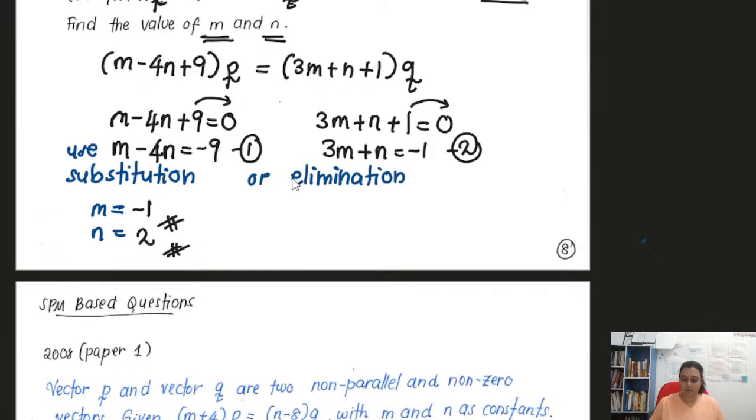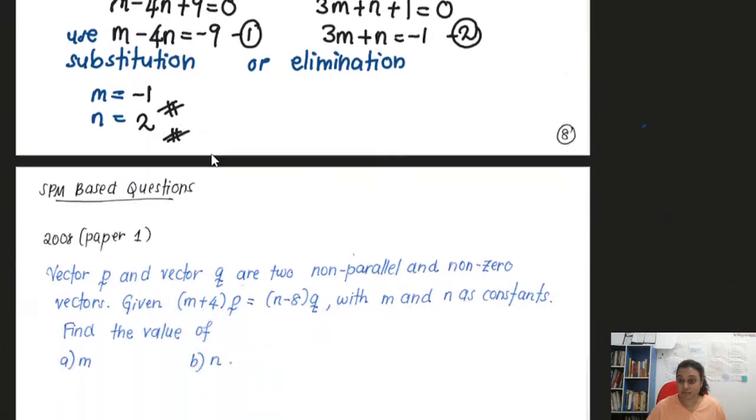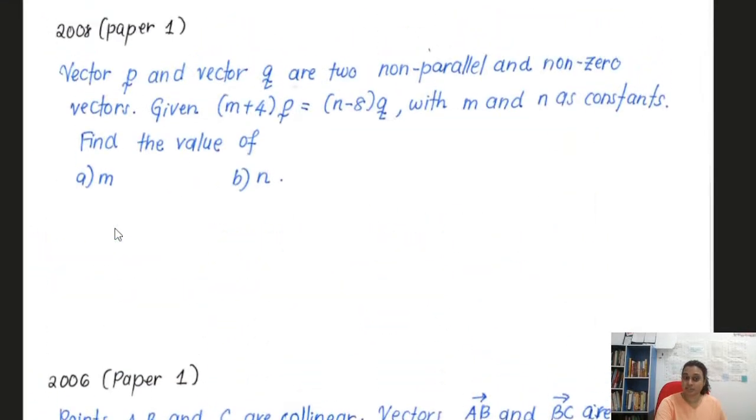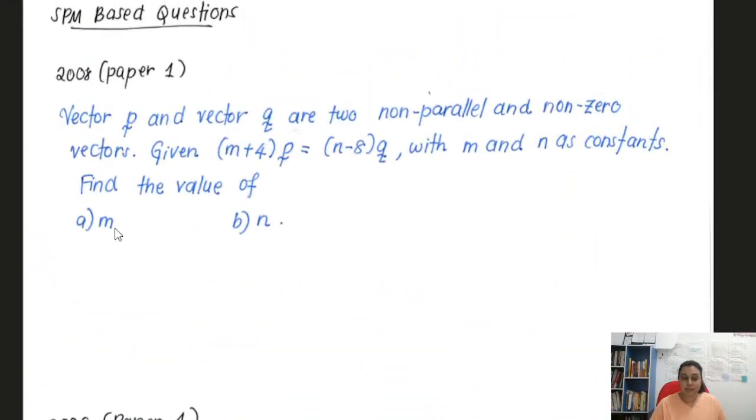Okay, so teacher is going to go to SPM based question. Okay, teacher pergi kepada next page. Soalan seterusnya. Okay, this is paper 1, kertas 1. Okay, so kertas 1, you see the question, how it looks like? Okay, vector P and Q are two non-parallel, non-zero. So bukan, what is that?